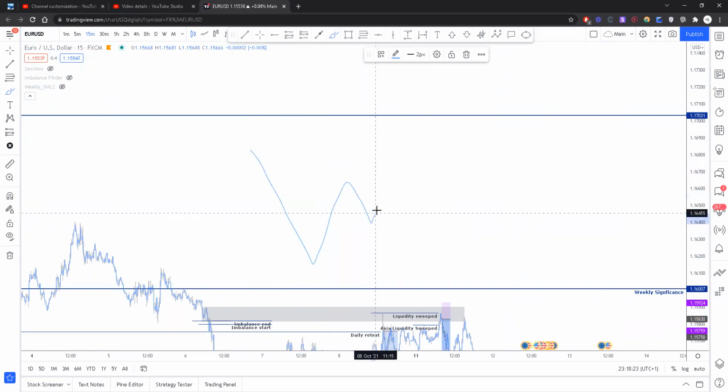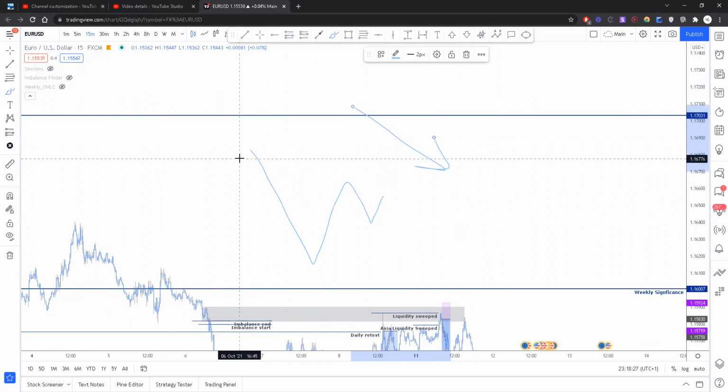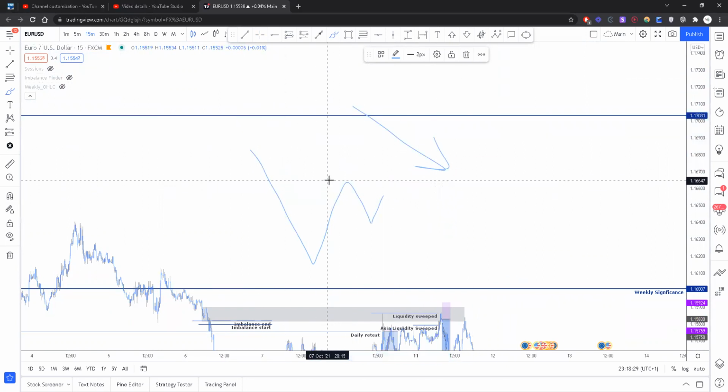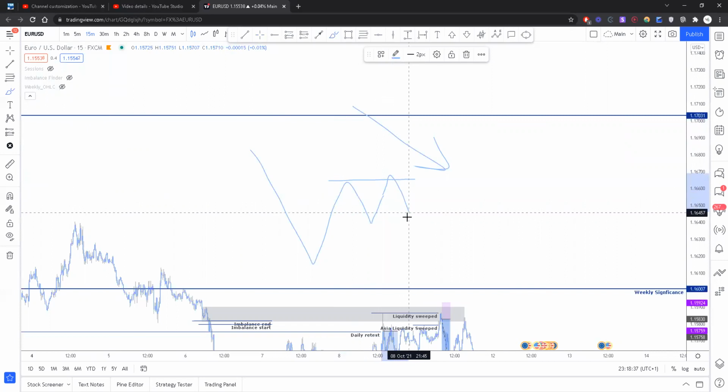If price does come back up and it's still predisposed to go down, meaning our directional tools haven't changed, then it needs to take out the high, or most of the time it should take out the high of that previous touch, even if it's just like a tiny little wick, and then it should go back down.